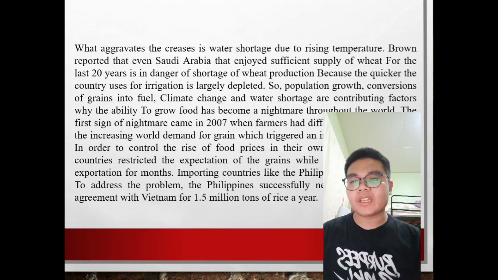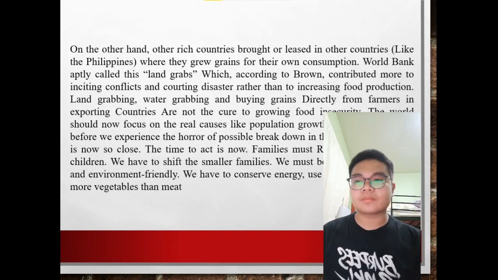The first sign of the nightmare came in 2007 when farmers had difficulty keeping up with the increasing world demand for grain, which triggered an increase in food prices. In order to control the rise of food prices in their own backyard, exporting countries restricted the export of grains, while others totally banned exporting for months. Importing countries like the Philippines started to panic. The Philippines successfully negotiated a 3-year agreement with Vietnam for 1.5 million tons of rice a year.